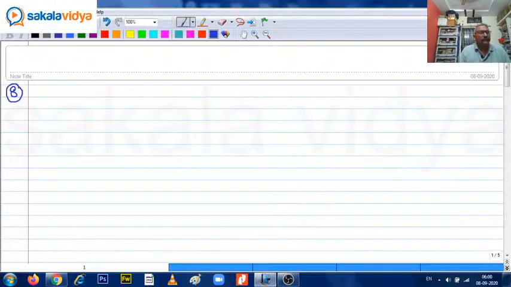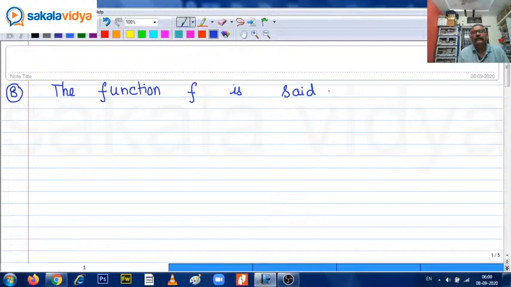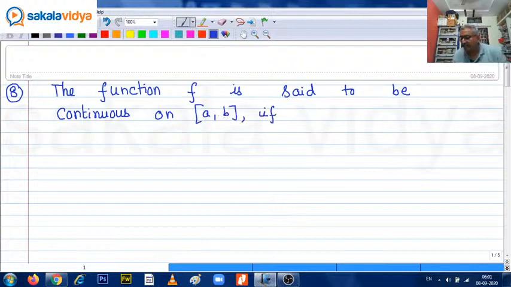Next concept, the function f is said to be continuous on closed interval [a, b]. This is very important, let's have a discussion on this one.